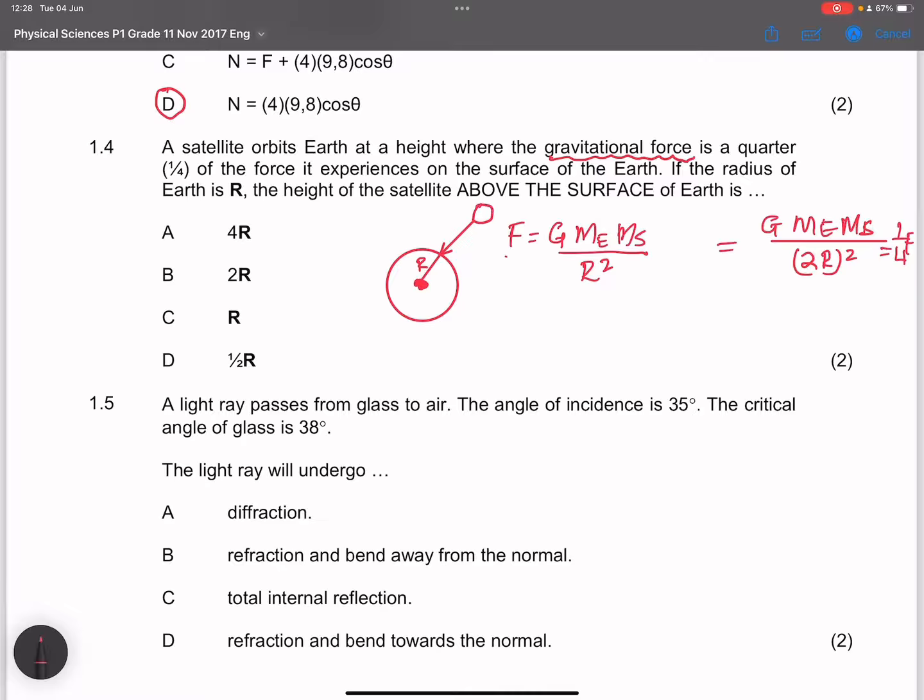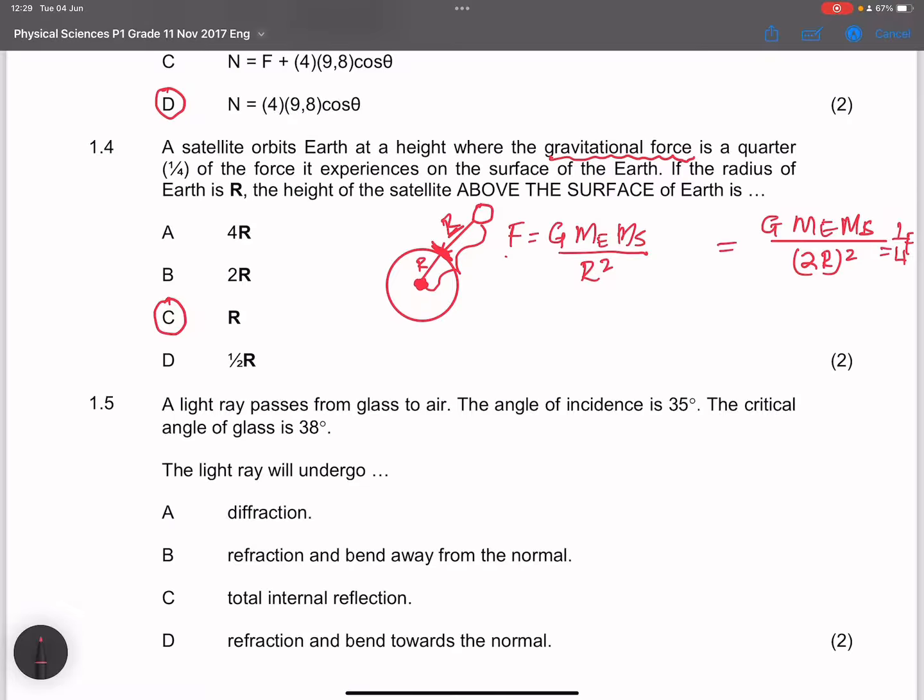So the satellite needs to be here, right? Now, remember what was the question? They said the height of the satellite above the surface of the Earth is. So above the surface of the Earth, it is a distance r away. But from the center of the Earth, it is a distance 2r. But we are interested in above the Earth, so it is just a distance r. So our answer will be C.